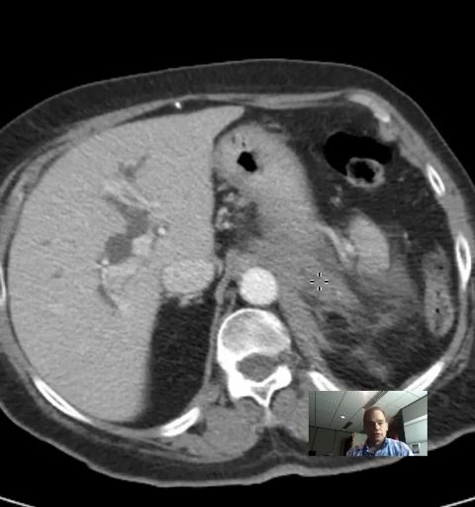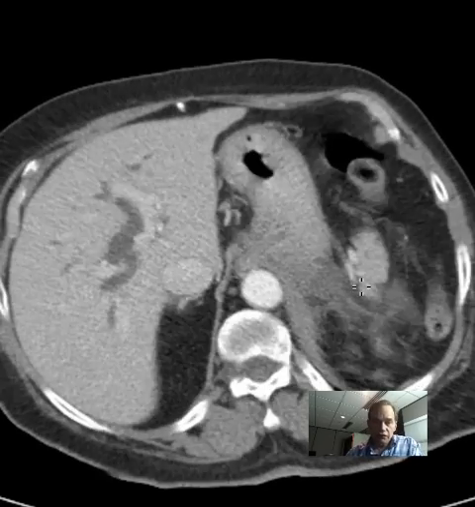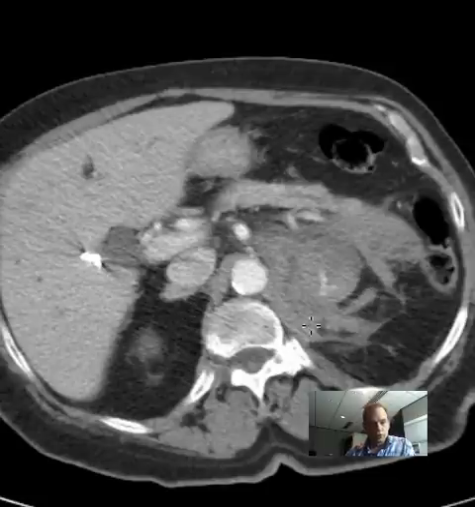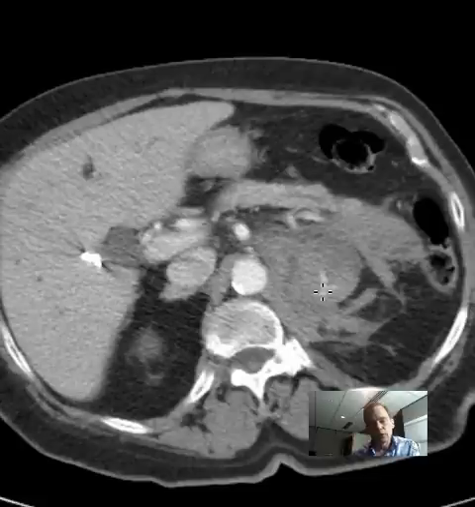And that's right about where this is. So this is an adrenal hemorrhage. And furthermore, you can see that there is active bleeding. So this is not a blood vessel in the middle of this hematoma. It is active bleeding. How do I know it's active?